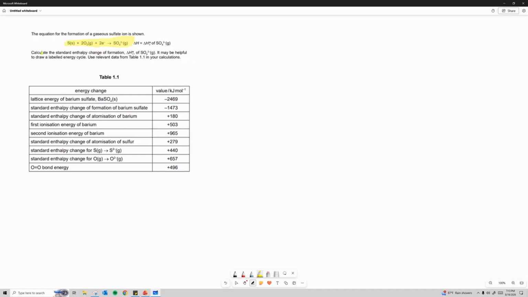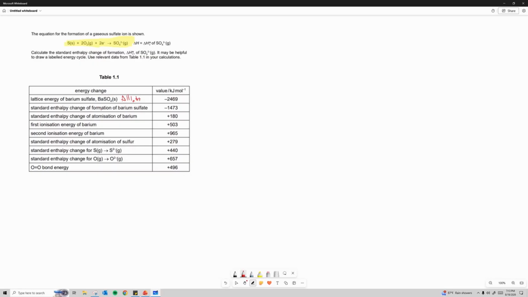Now it says, calculate the standard enthalpy change for formation. So calculate the enthalpy change for that. It may be helpful to draw an energy cycle, so I'm going to do that. Use the relevant calculations in the table. So I look at these calculations, and I have some that I recognize, some that I don't. Here I have lattice energy for barium sulfate. So this is delta H lat.